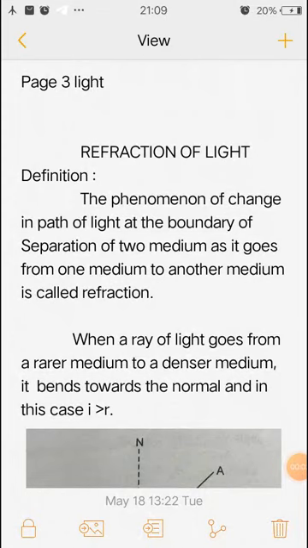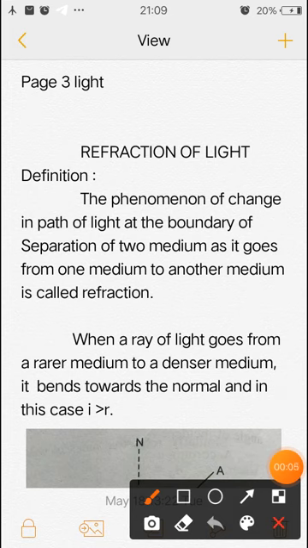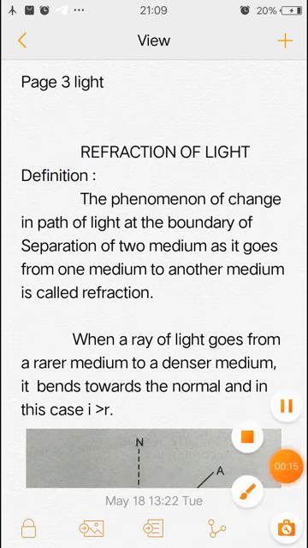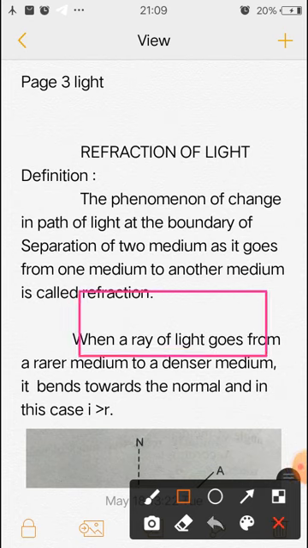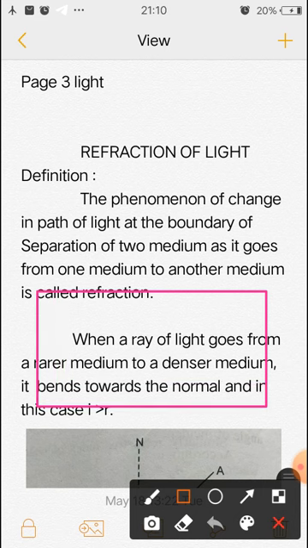Okay, today we are going to study the refraction of light. So what is refraction? Suppose this is a slab of glass.